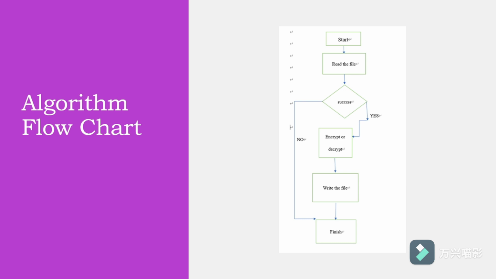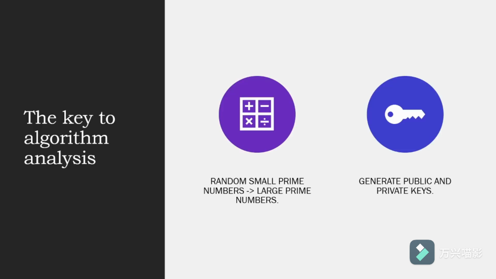We need to first of all read the file, and if this step is successful, we can then call the function to encrypt or decrypt, and then we can write the encrypted file out or the decrypted file out. And here's just a small conclusion for RSA. It just uses random small prime numbers to get large prime numbers and generate public and private keys. So let's move on to the code part.